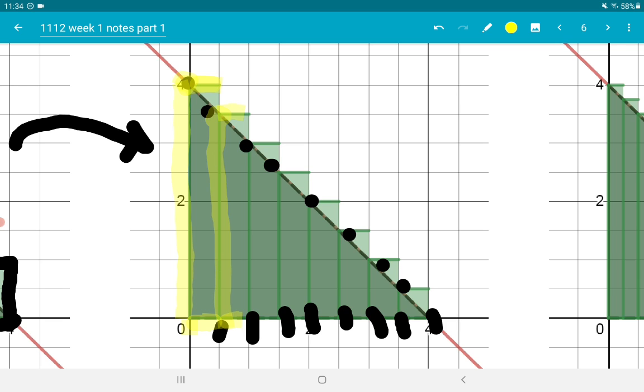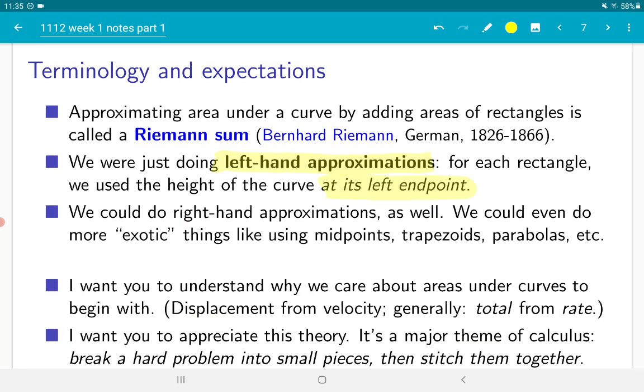We could have done this all along by using right-hand endpoints. Or we could have found the left and the right-hand endpoints and then taken their average to do some kind of midpoint thing. These are all legitimate things that are done. You could even make trapezoids out of these shapes. You can do more intricate stuff like parabolas. I believe that's something called Simpson's rule, if you look that up. These are all things that can be done.